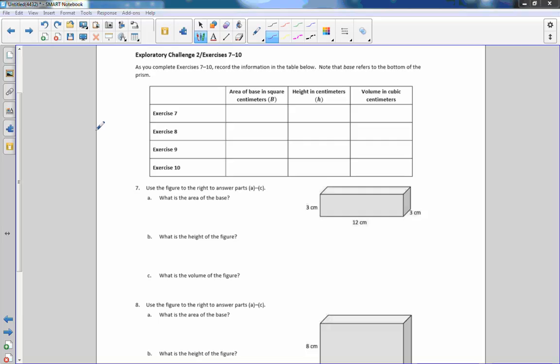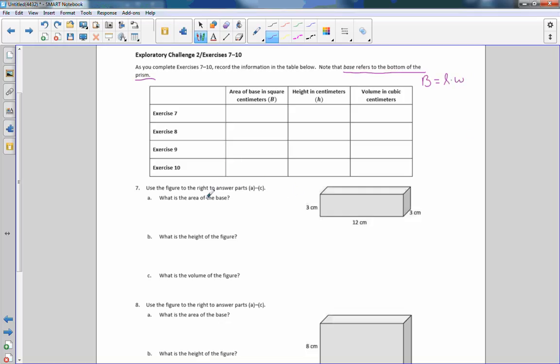Okay, so here is exploratory challenge 2, exercises 7 through 10. So we have 4 exercises we need to fill this table in, and it says note, base refers to the bottom of the prism. So the base would be the length times the width. So I'm going to write that. B equals L times W. So use the figure to the right to answer parts A through C.